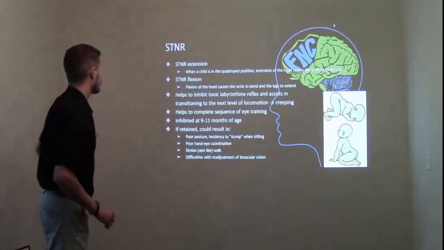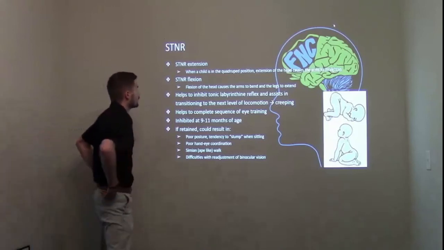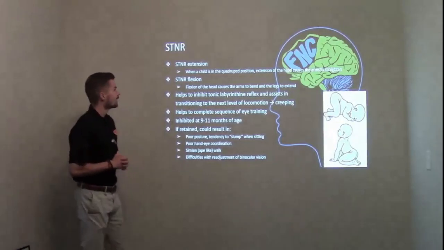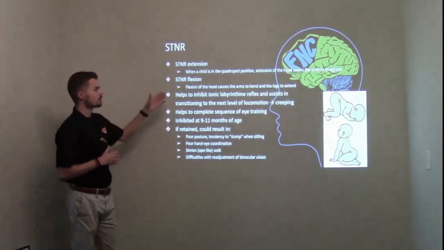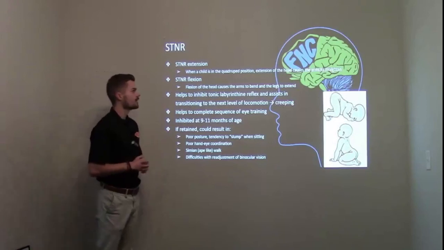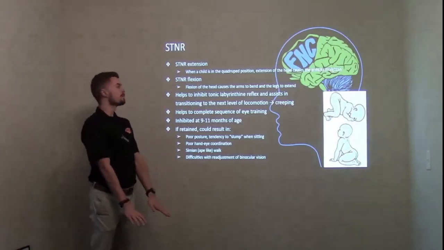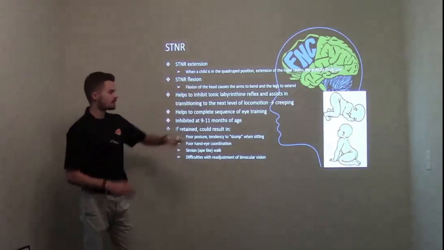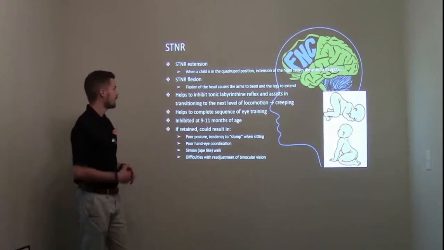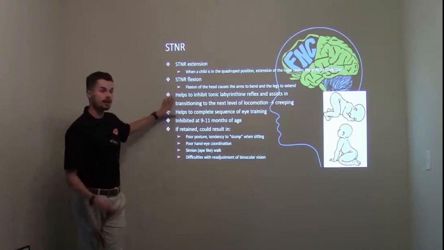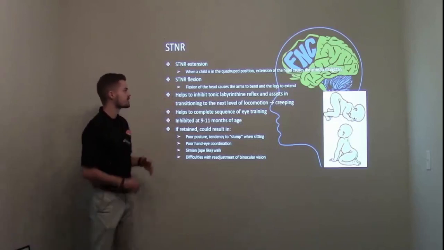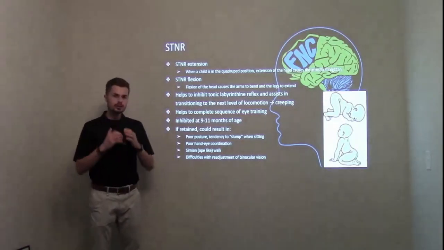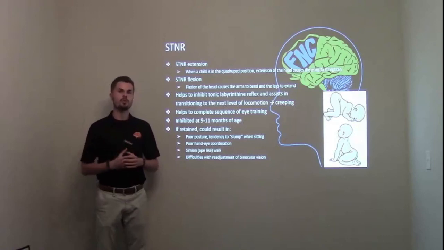Then we're going to talk about the symmetrical tonic neck reflex, and this is going to inhibit the tonic labyrinthine reflex. And when a child is in the quadruped position, extension of the head causes the arms to straighten. Okay. And the flexion one is when flexing the head causes the arms to bend and the legs to extend. So you can see that in the picture. And this, like I said, helps inhibit the tonic labyrinthine reflex and assists in transitioning to the next level of locomotion, which is creeping.